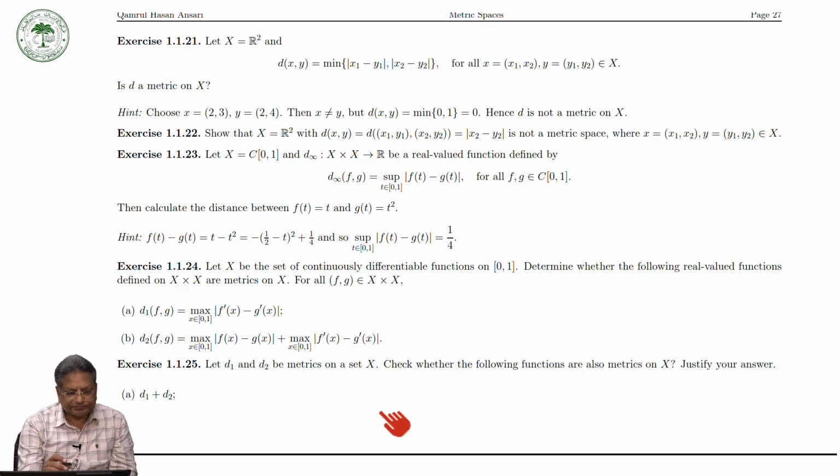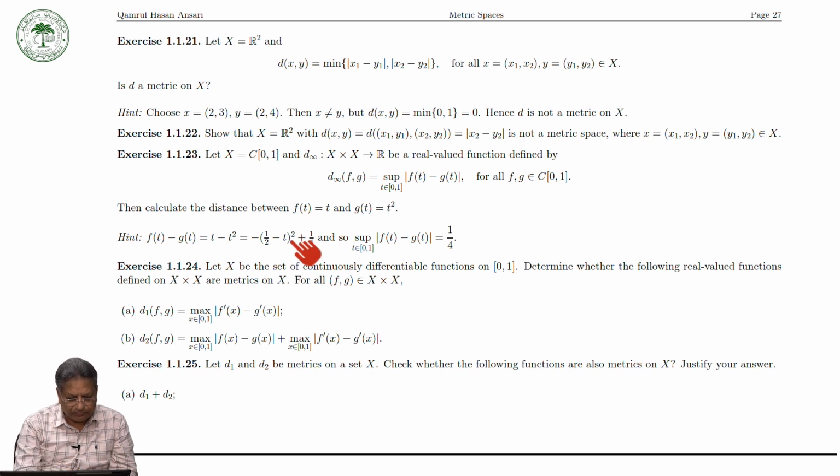And then you see that I told you if you take the maximum, then if I take the minimum, whether it is a metric or not. Now you see that if I consider x equal to (2, 3) and y equal to (2, 4), then x is not equal to y, but the distance is 0. So d is not a metric. Similarly, there are some others you can take like this, which is not a metric. d infinity you can define, calculate the distance. So you can do this one.